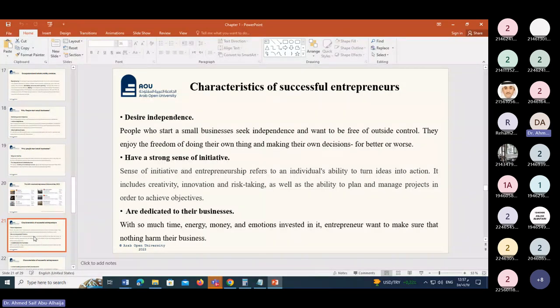Number two, have a strong sense of initiative. Because the entrepreneurs have a dream, okay? But the difference here is that the entrepreneurs want to make this dream a real thing. We all have dreams. The point here is that entrepreneurs will try to actually turn the ideas into action, or to make the dream a real thing in life. So this is the thing, by having the right plan, by taking the risk and so on.